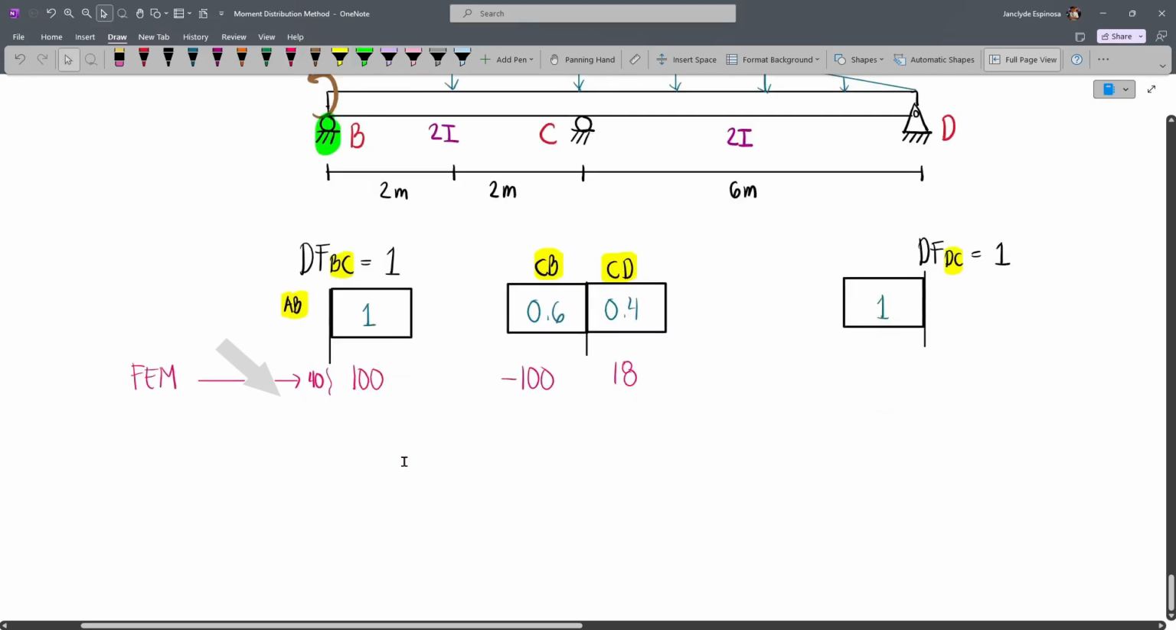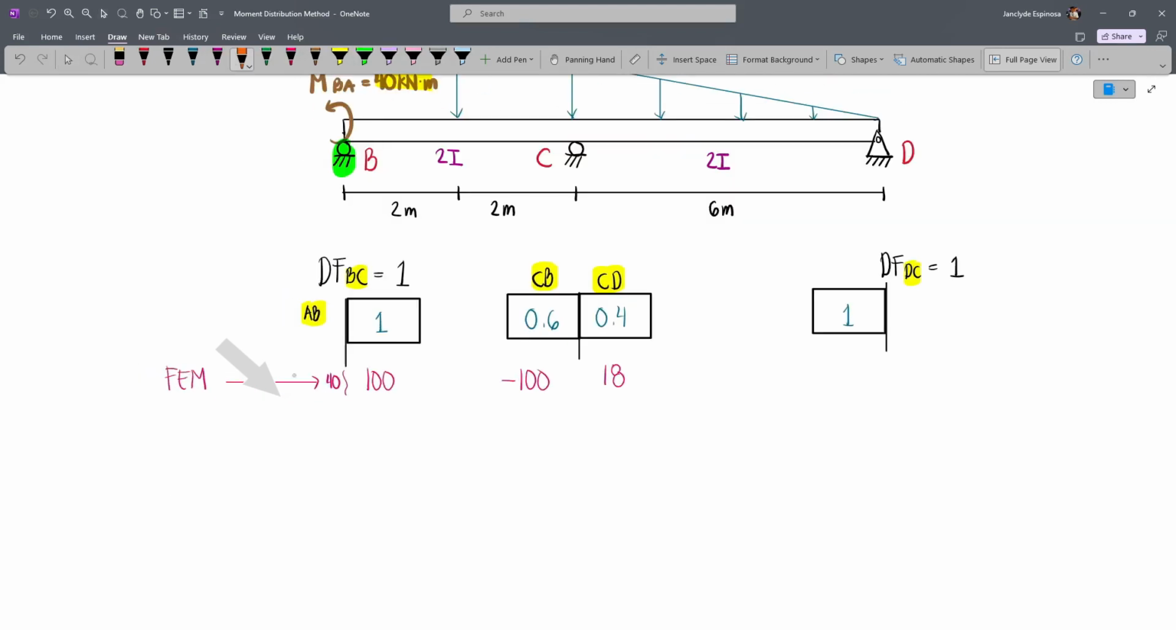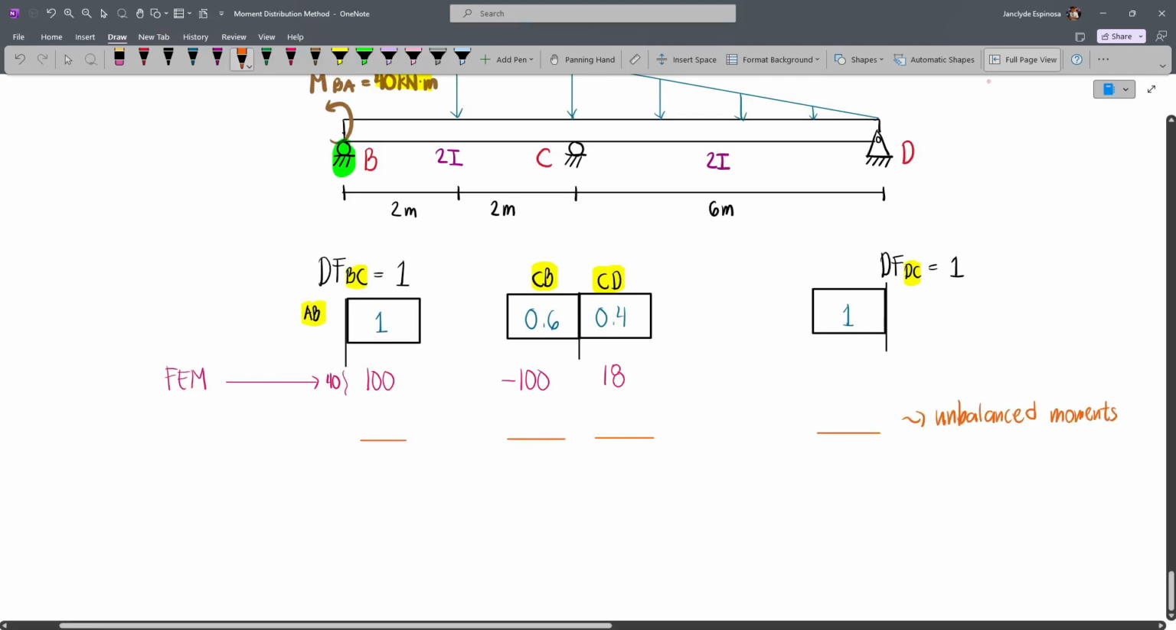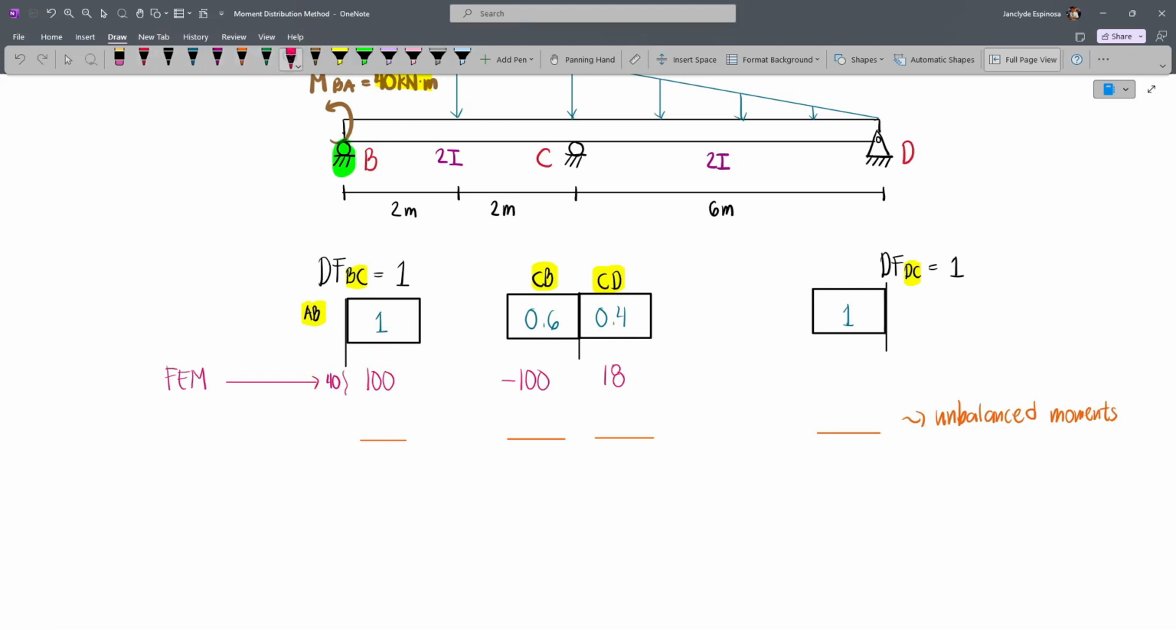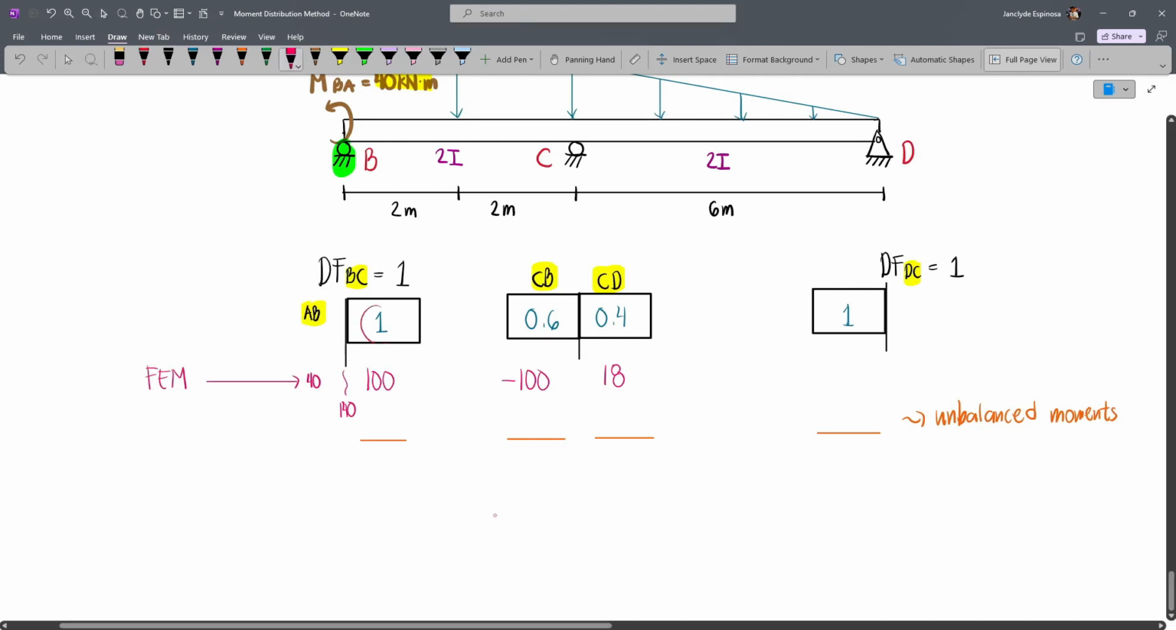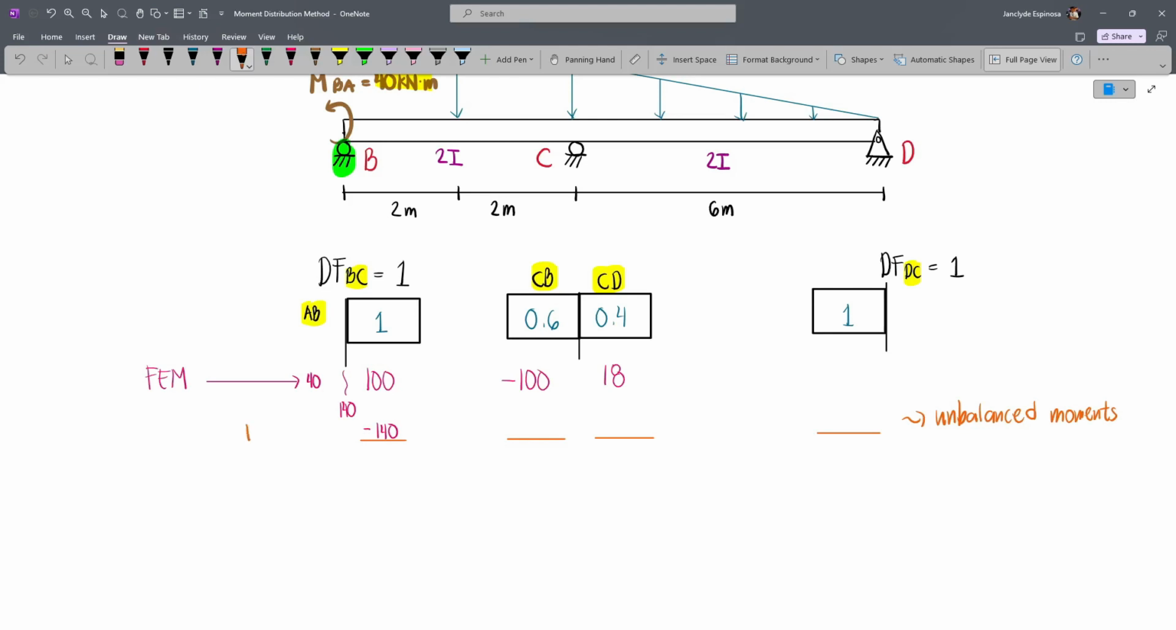Now first, we need to get the unbalanced moment. So let's color this orange, and then here also, and then here. So these are our unbalanced moments. And so to get the unbalanced moment, we have to add the FEM of the joint and then multiply it by the negative of the DF. So the sum of 100 and 40 will be 140. And 140 times negative 1 will give us minus 140. And so here we have our unbalanced moments.